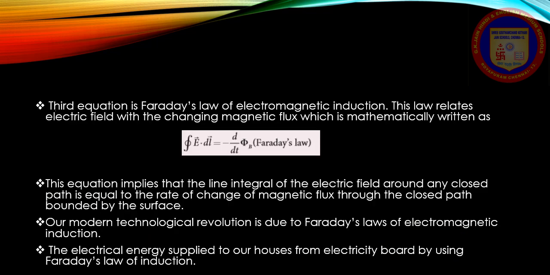The third equation is Faraday's law of electromagnetic induction. This law relates the electric field with the changing magnetic flux, which is mathematically written as integral of E dot dl is equal to minus d by dt of phi B, where E is the electric field. This equation implies that the line integral of the electric field around any closed path is equal to the negative rate of change of magnetic flux through the closed path bounded by the surface. So, the electric energy supplied to a house from the electric board is by using Faraday's law of induction.